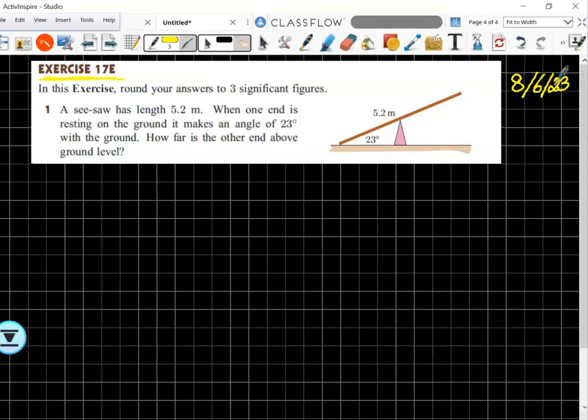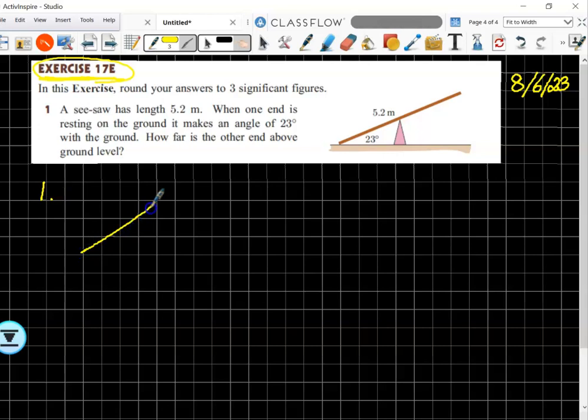Okay, here we go. So what I've got in yellow is what you need to have. We've got question 1. A seesaw has a length of 5.2 meters. When one end is resting on the ground, it makes an angle of 23 degrees with the ground. How far is the other end above the ground?